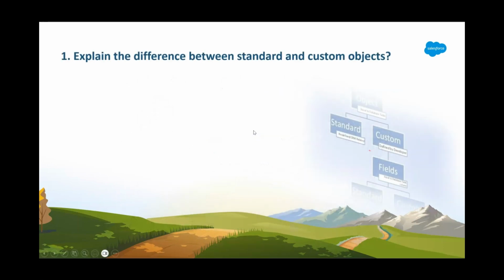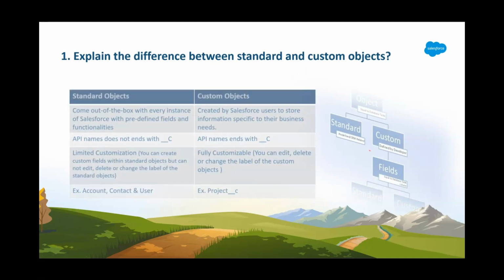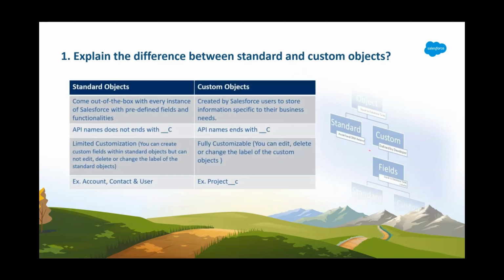Explain the difference between standard and custom objects. Standard objects come out of the box with every instance of Salesforce with predefined fields and functionality. Custom objects are created by Salesforce users to store information specific to their business needs. Standard objects' API name does not end with __c. Custom objects' API name ends with __c.